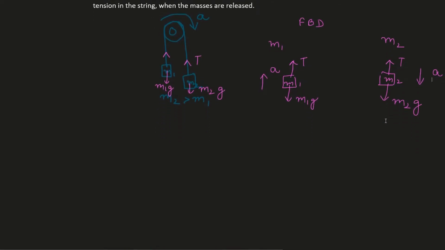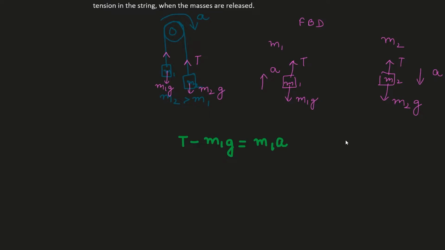Now the next step is to write down the net force. So m1 is going up, so the net force is definitely acting in the upward direction. How many forces are there? Two. So the net force is nothing but T minus m1g. Now what we have to do after this? We have to equate this net force, using Newton's second law, with mass times the acceleration.